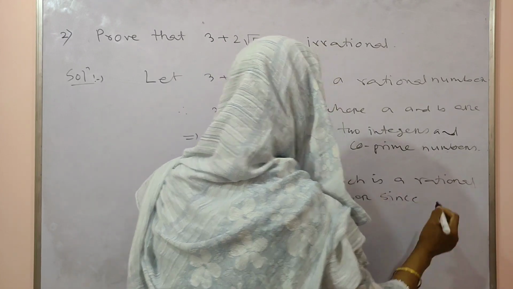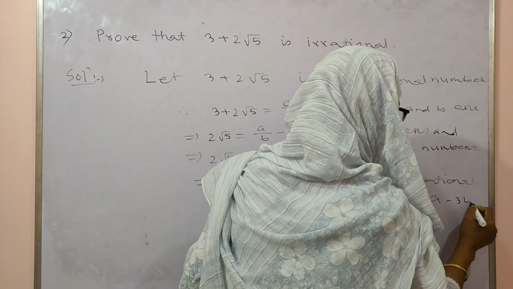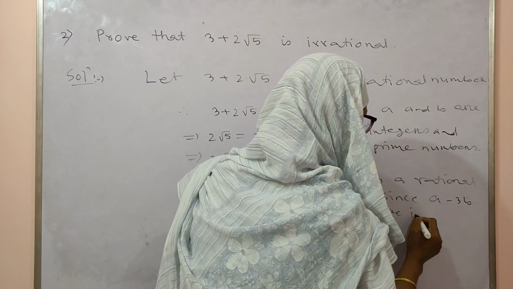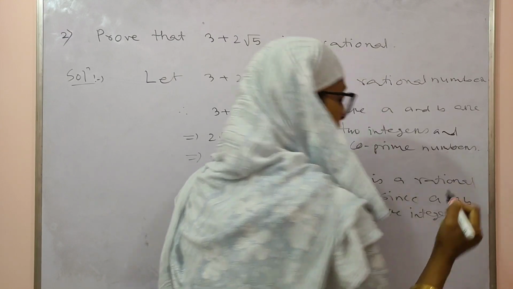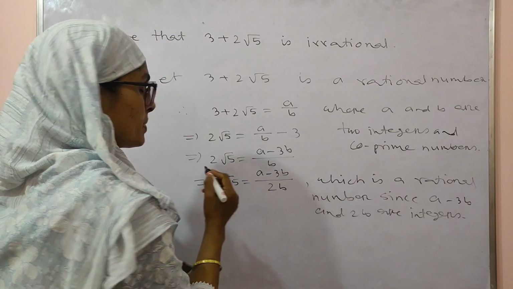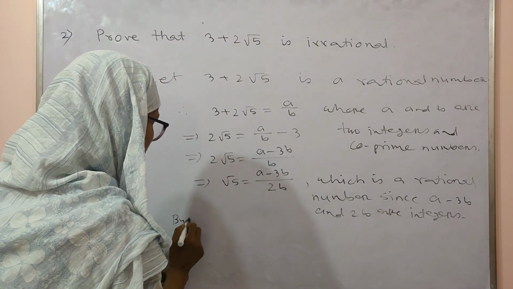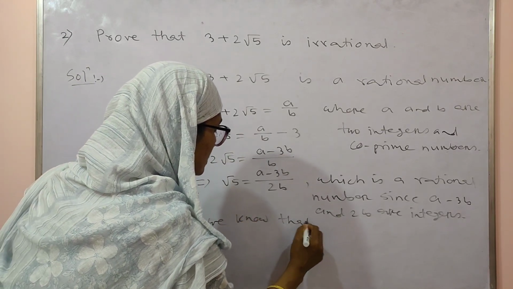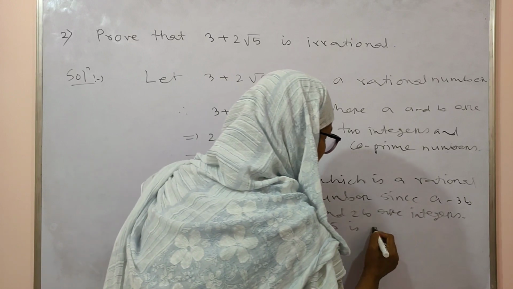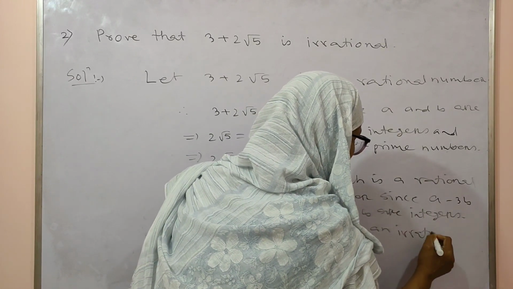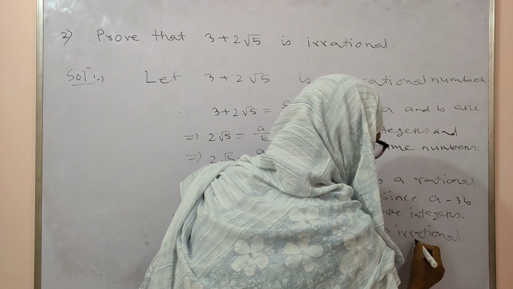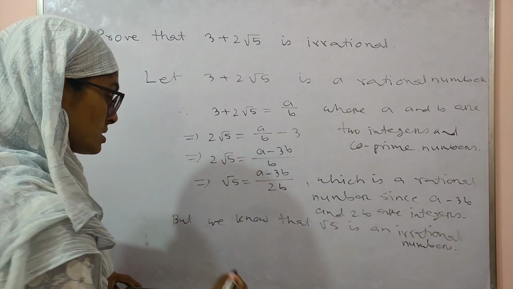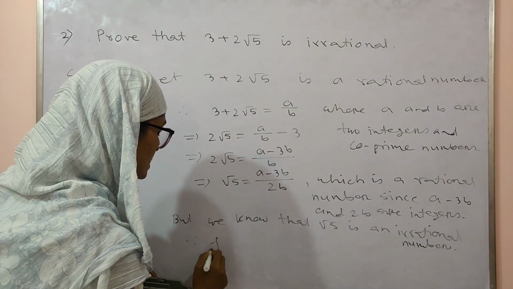Since a minus 3b and 2b are integers. But we know that root 5 is an irrational number. So write down, therefore this is a contradiction.